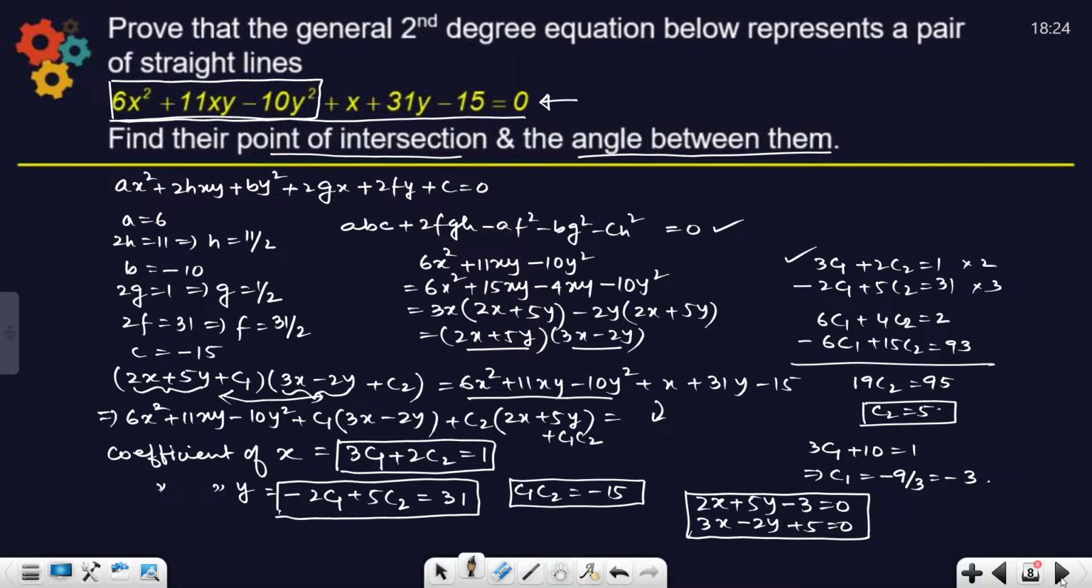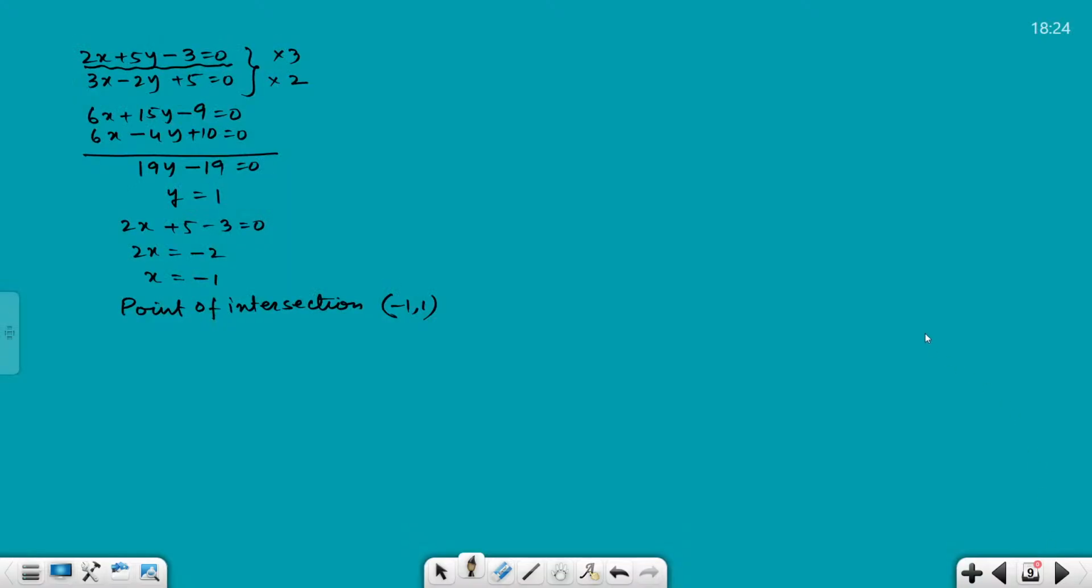Now let us find the second part of this question, which is the angle between these two lines. No problem. We are having the lines, this one and this one. So what is the slope of this line?